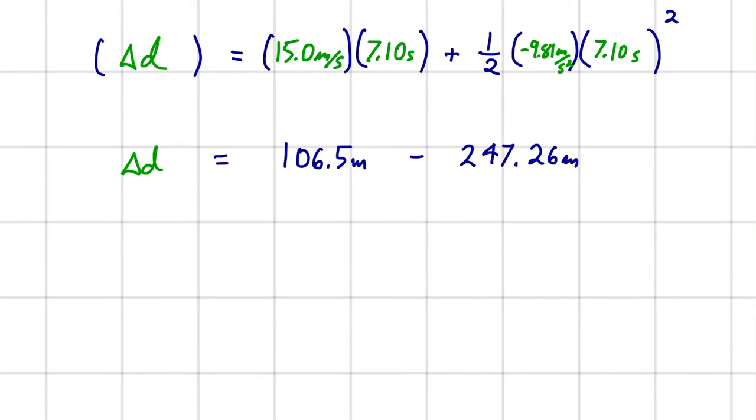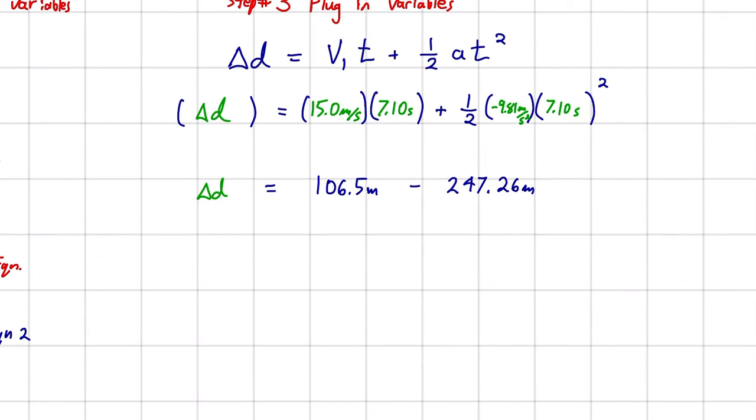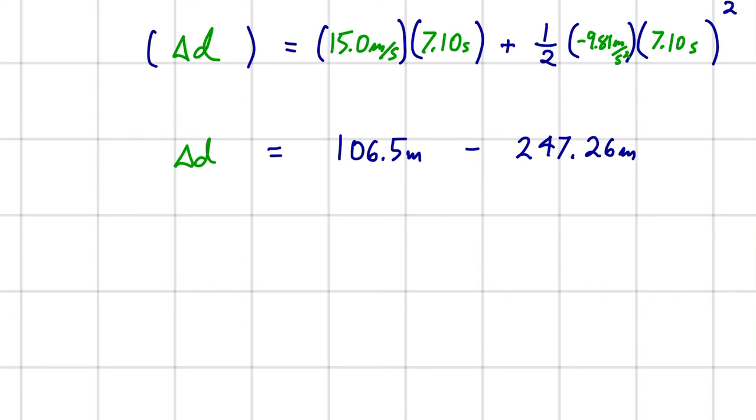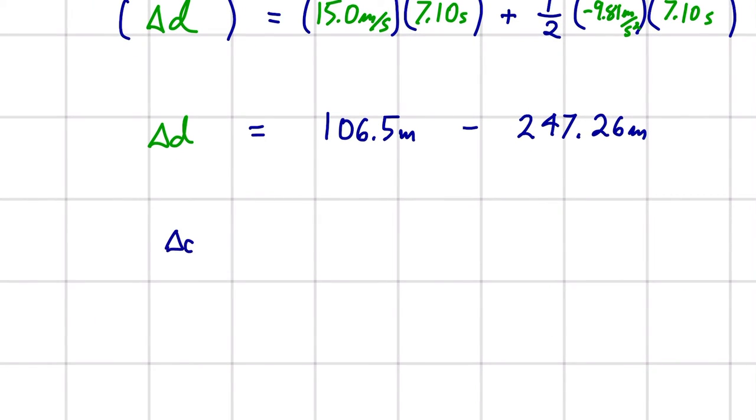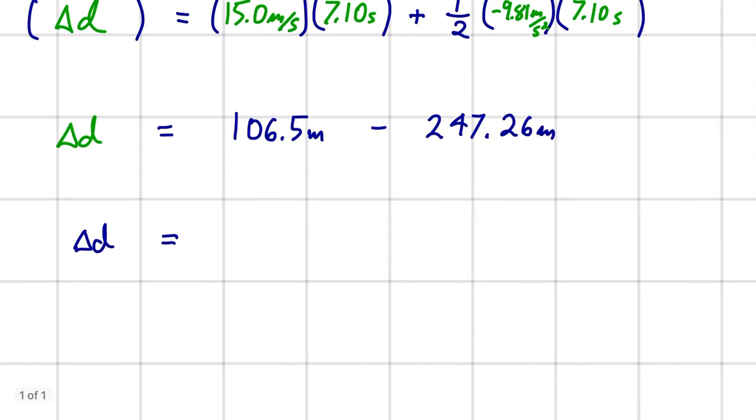So it just so happens that in this problem, we don't need to rearrange the equation because our unknown is already isolated by itself on one side of the equal sign. So that's going to make it easier for us. All we have to do is type this into our calculator. 106.5 minus 247.26 will give us negative 140.761 meters.